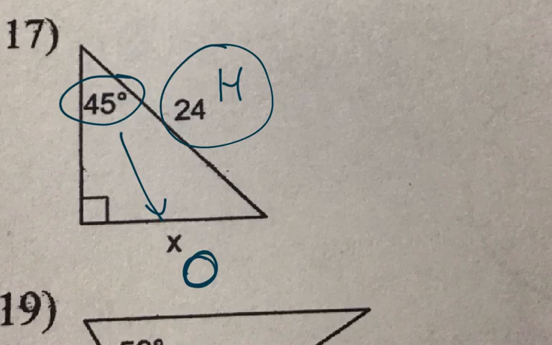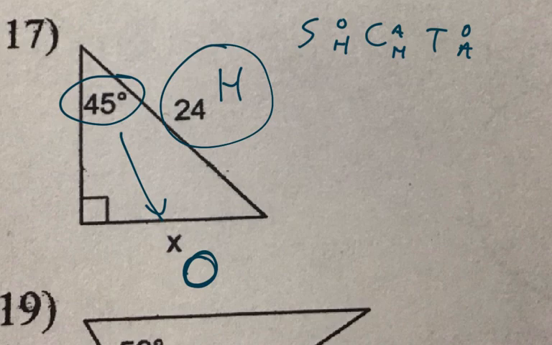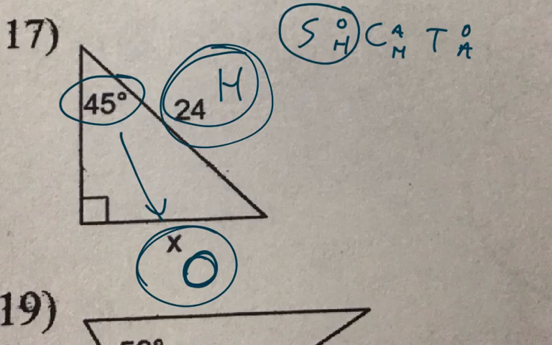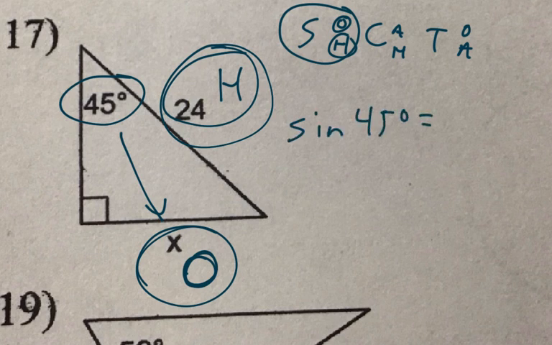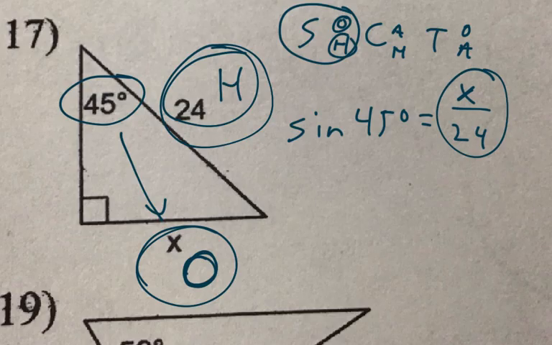So now what? Well, according to SOHCAHTOA, which one uses O with H? Well, this time it's sine, right? See the O and H there? Opposite, hypotenuse. And the S tells me I'm going to do sine of 45 degrees. And what is the sine? It's the opposite over 24. Now notice my fraction's right side up.